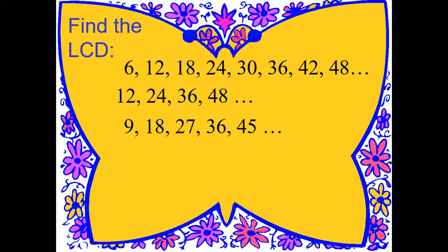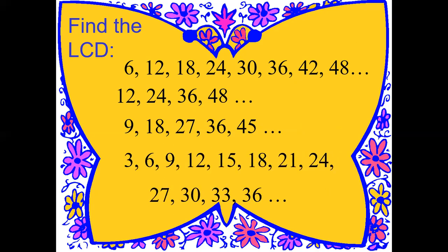But it's not necessary to list all of them because what we're looking for is the least common denominator here. All right, and here we have 3, 6, 9, 12, 15, 18, 21, and 24. Those are the multiples of 3. All right, and it goes on 27, 30, 33, 36.